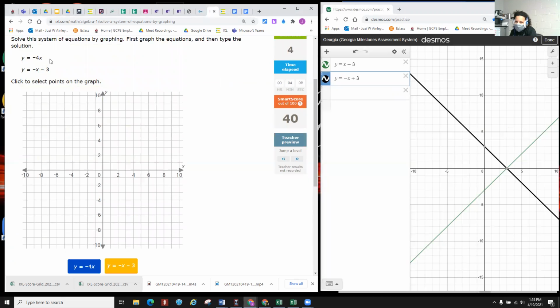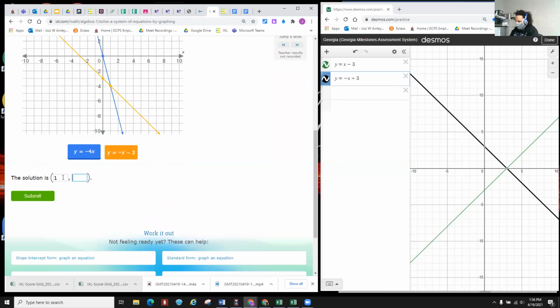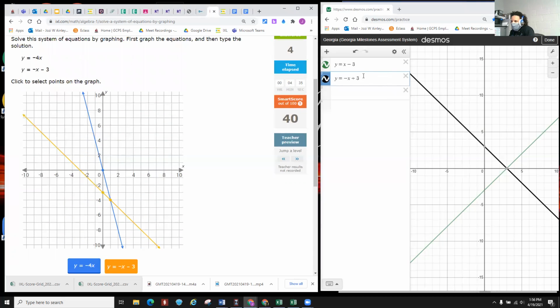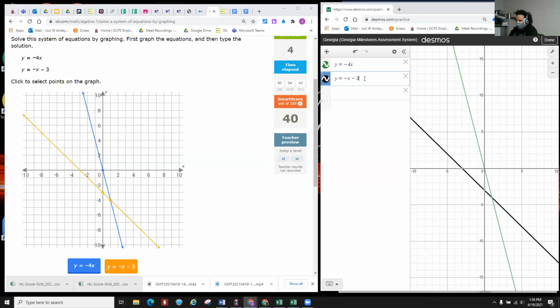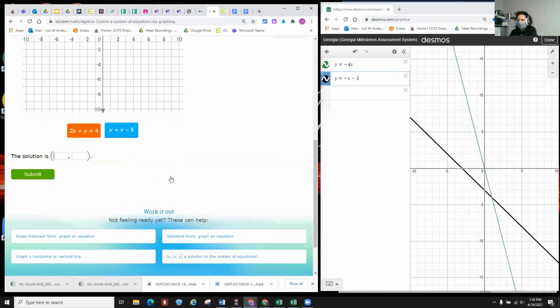With this one, I would do it by hand. This one has no y-intercept, so that means it's 0. It's rising -4, so go down 4, right 1. This one starts at -3. So click on the next line, -3, and then it's rising -1 and right 1. Solution is right here, which is 1, -4. So 1, -4, and then you can type it in here to just double check. So -4x, -x minus 3. And my solution is 1, -4. Okay, so that's what you're doing with that one until you get to 60.